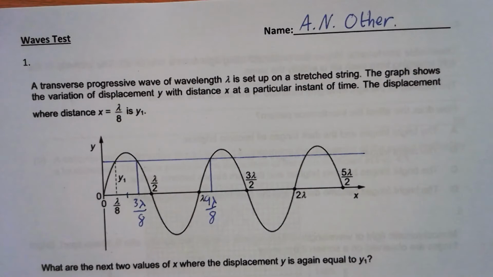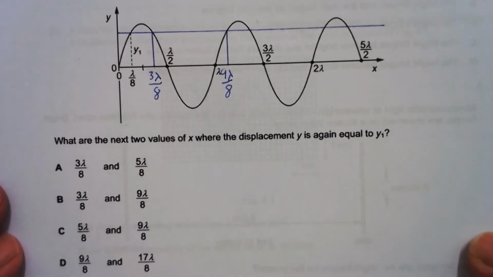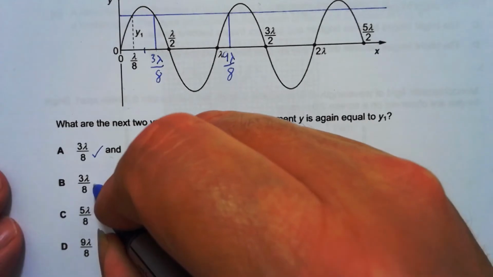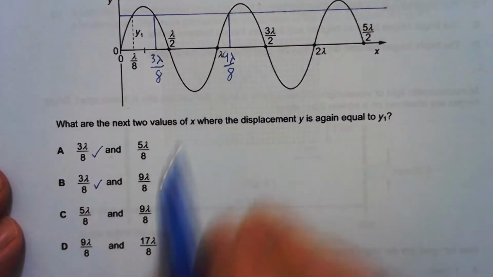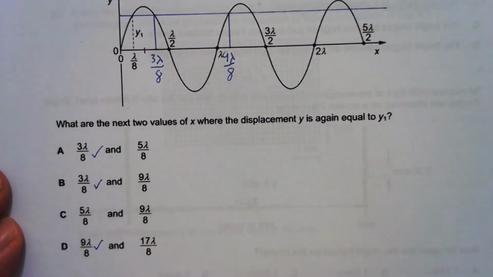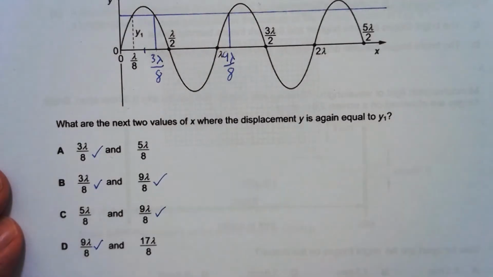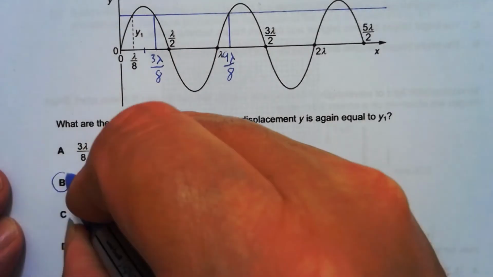So we look at our options. We know it's going to be 3 wavelengths over 8, so it could be that one or it could be that one. We also know it could be 9 wavelengths over 8, so it could be that one, but the only one with them both is really that one. So what we need to do is pick the one that's got them both. B is the answer.